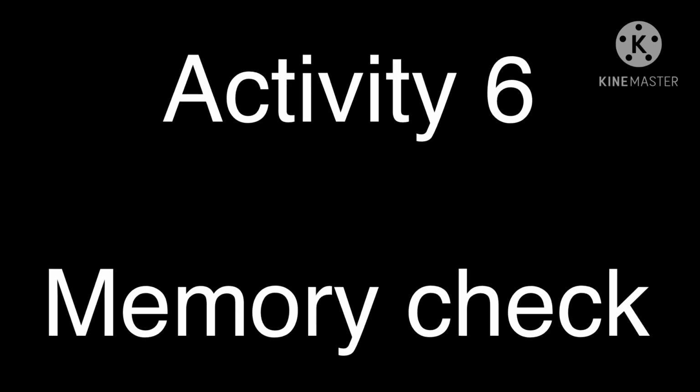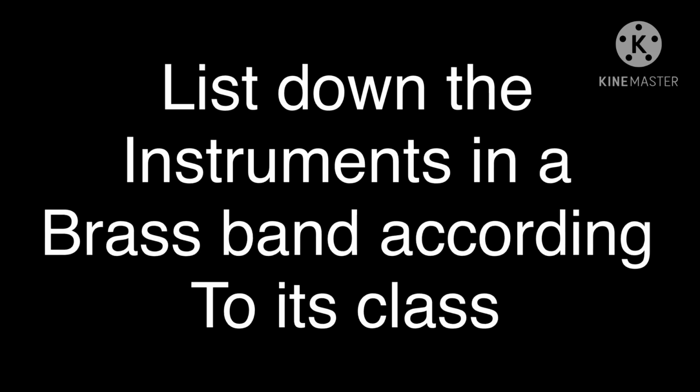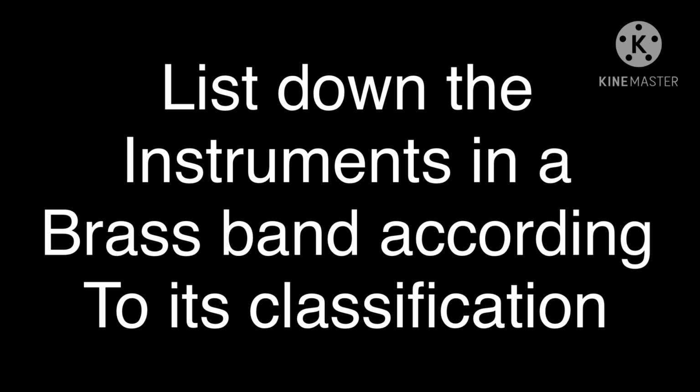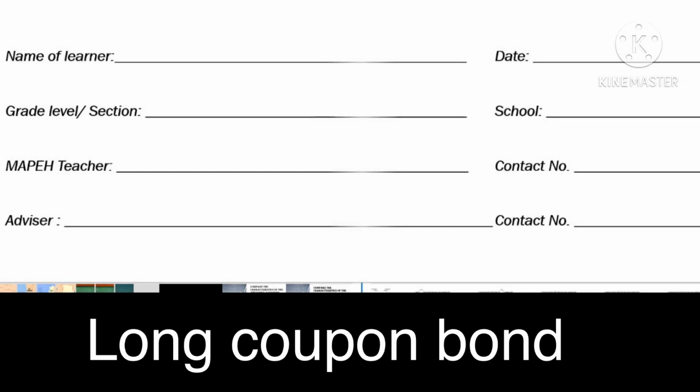And now we'll have our Activity 6, which is the memory check. Direction: list down the instruments in a brass band according to its classification. Write this on another sheet of paper following our template.